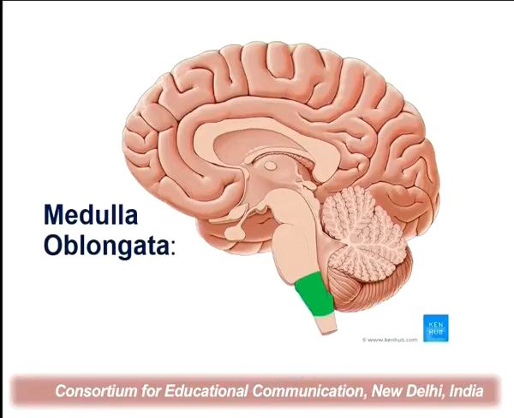Now, this next one is medulla oblongata. We can see the situation of medulla oblongata in the brain. So, the medulla oblongata is at the bottom of the brainstem, where the spinal cord meets the foramen magnum of the skull. It is responsible for autonomic functions, some of which are crucial for survival.